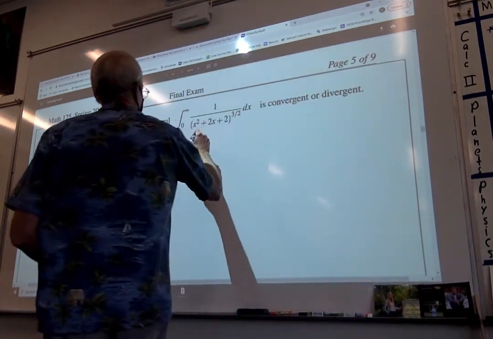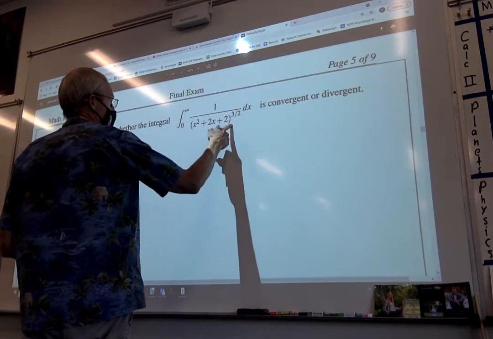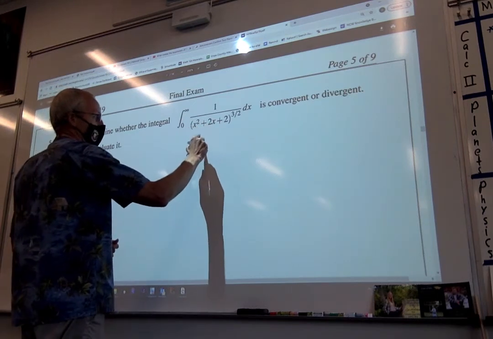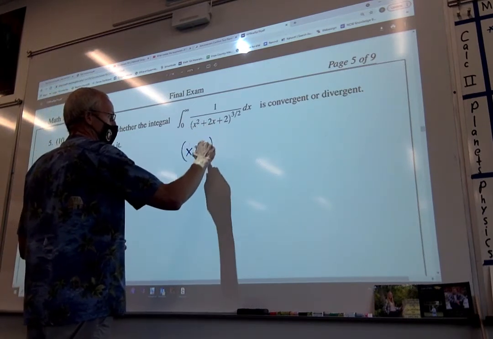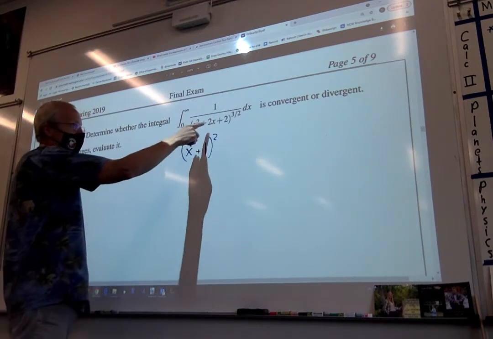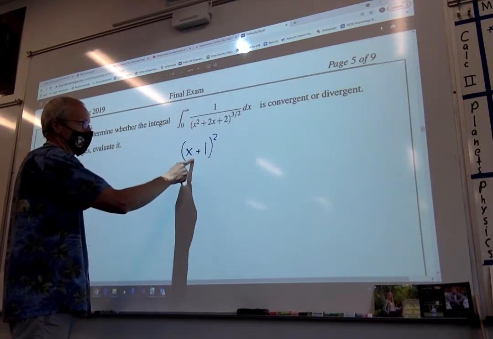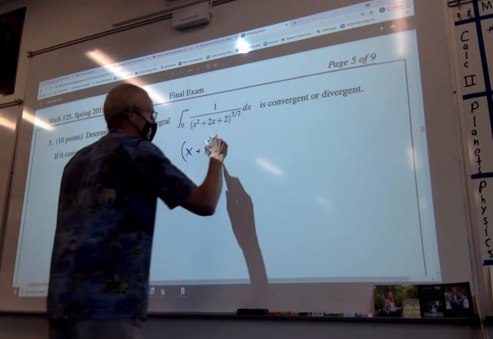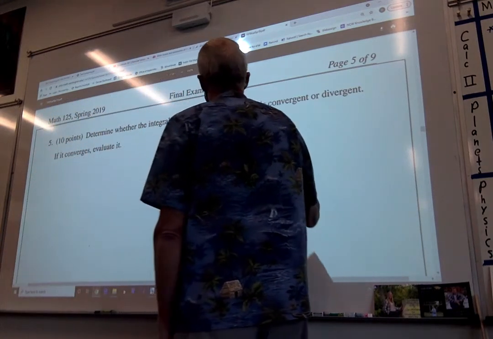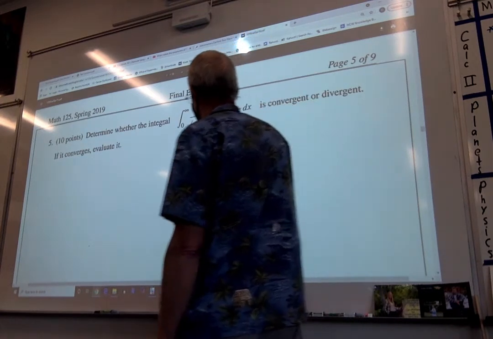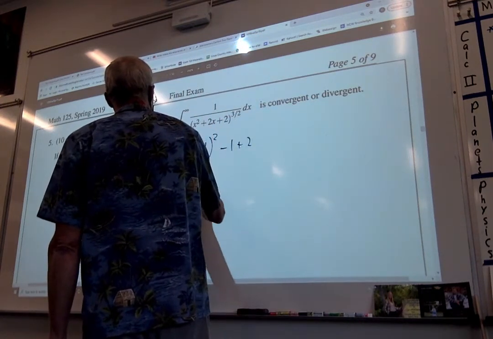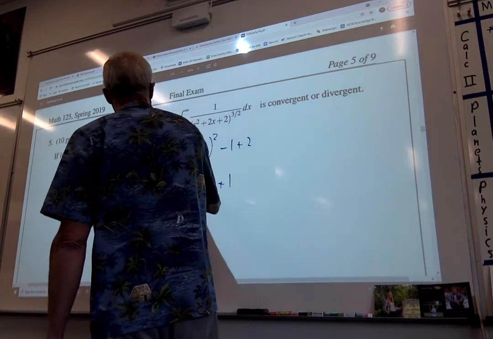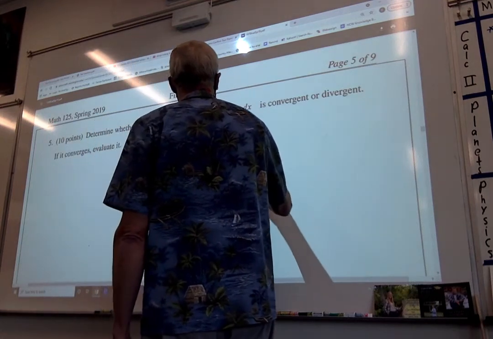So let's do that. This thing, x squared plus 2x plus 2, is x plus half of that, x plus 1 squared, because that gives us the 2x. But that gives us 1 too many. So minus 1 plus 2. So obviously it's plus 1. So it's x plus 1 squared plus 1, to the 3 halves.